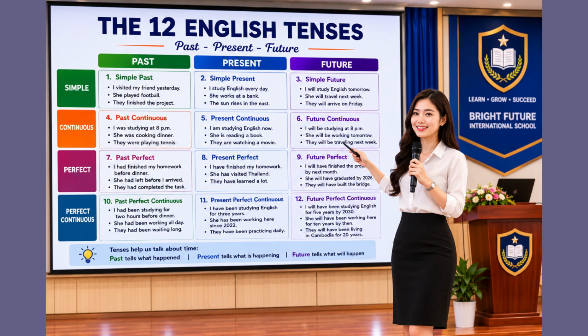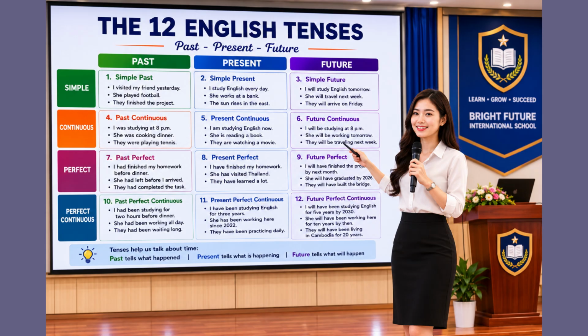12. Future perfect continuous tense. The future perfect continuous tense describes actions that will continue up to a certain point in the future. Structure: subject plus will have been plus verb-ing. Examples: I will have been studying English for 5 years by 2030. She will have been working at the company for 10 years next month. They will have been living in Cambodia for 20 years by then. We will have been waiting for 2 hours by the time the train arrives. This tense emphasizes the duration of an activity that continues into the future.